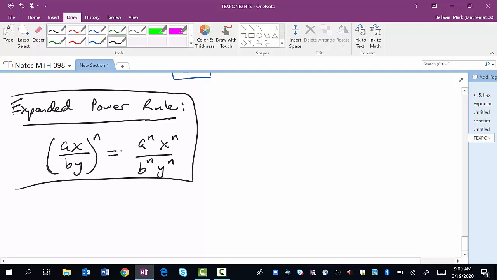It applies to only multiplication or division. So even if you just had the numerator, a times x to the n power, then the a to the n and the x to the n would hold. If you just had a over b, then it would just be a to the n over b to the n. But it only applies if there's multiplication or division inside the parentheses. Addition or subtraction, this does not apply. It does not work the same way. We'll do a few examples.